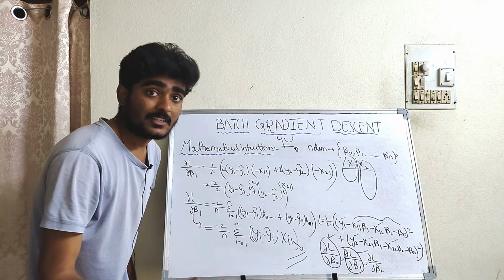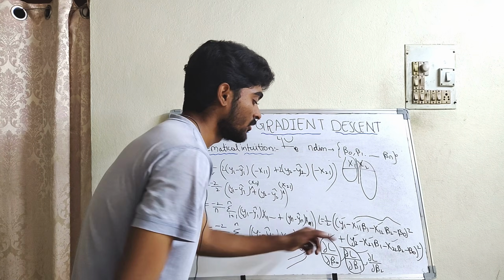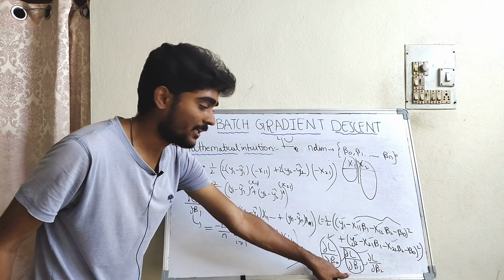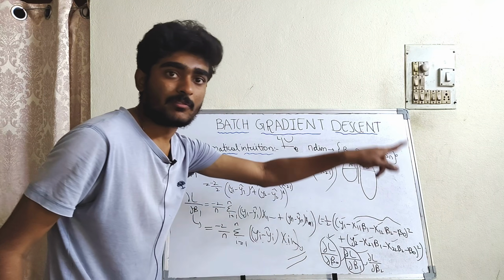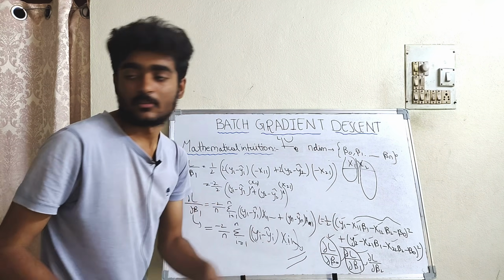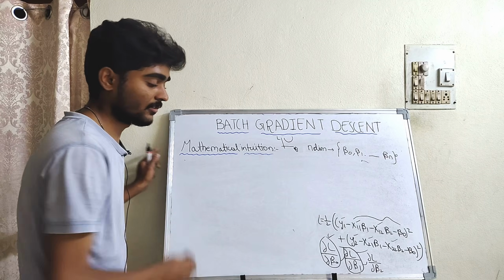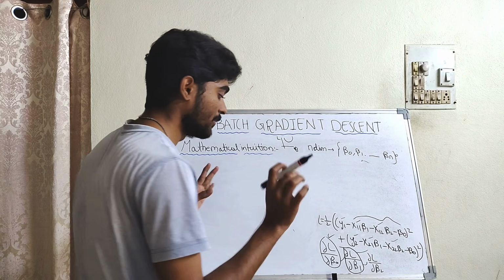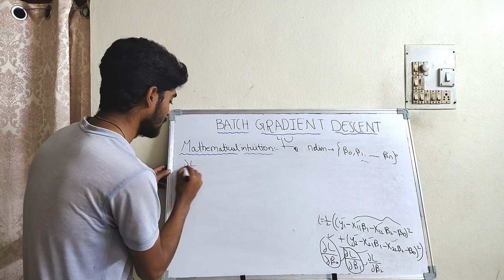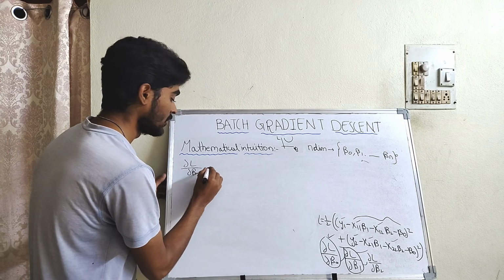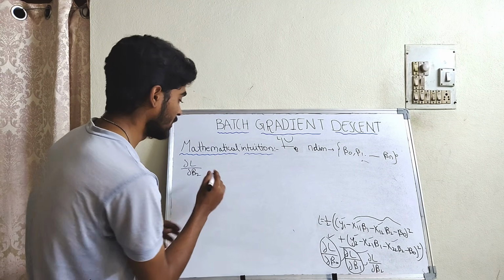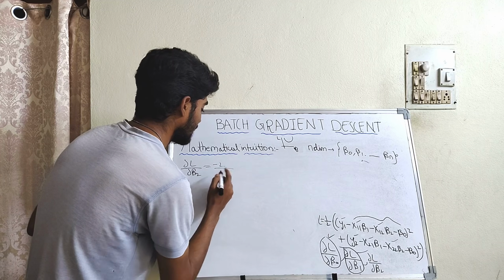Now let us determine del L by del beta 2. Similarly, as we determined del L by del beta 1, we can determine del L by del beta 2 as well. Now you need to differentiate with respect to beta 2. I'm just writing it faster.